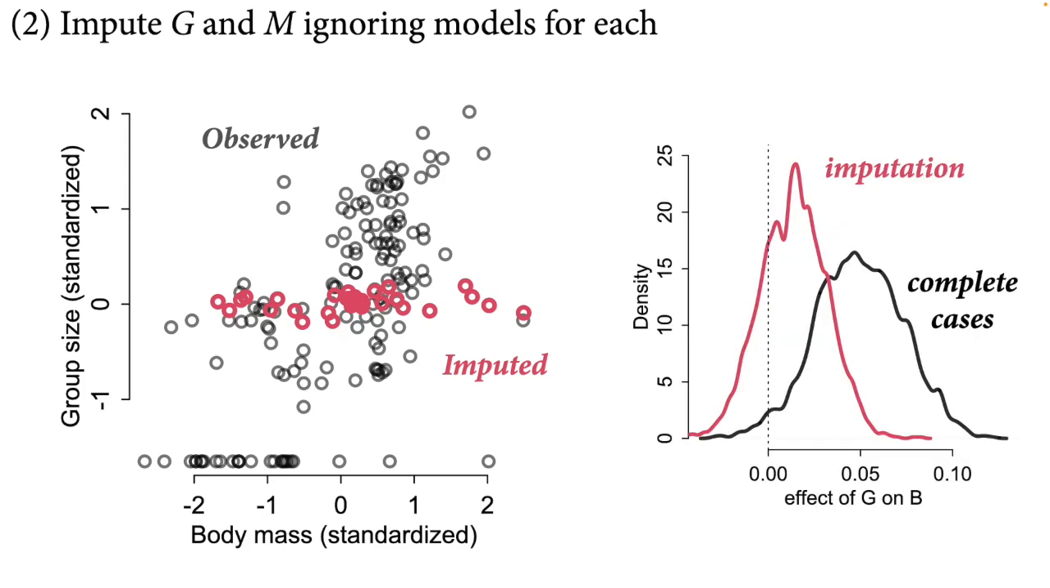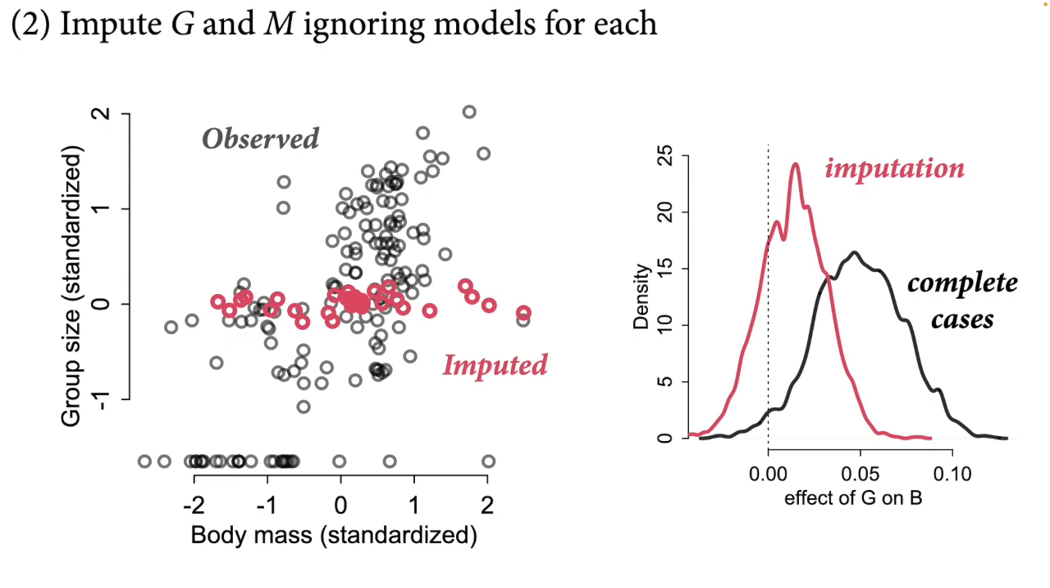Okay, what happens to the estimated causal effect of group size on brain size as a consequence of this imputation? Well, it gets a lot smaller, actually. As you see here, the black posterior distribution on the right is the so-called complete case analysis. That's what we did in the previous lecture. And the red is after we've done this imputation.